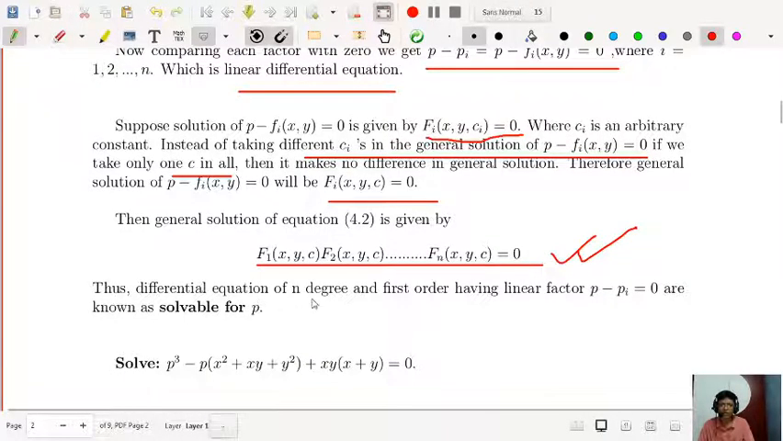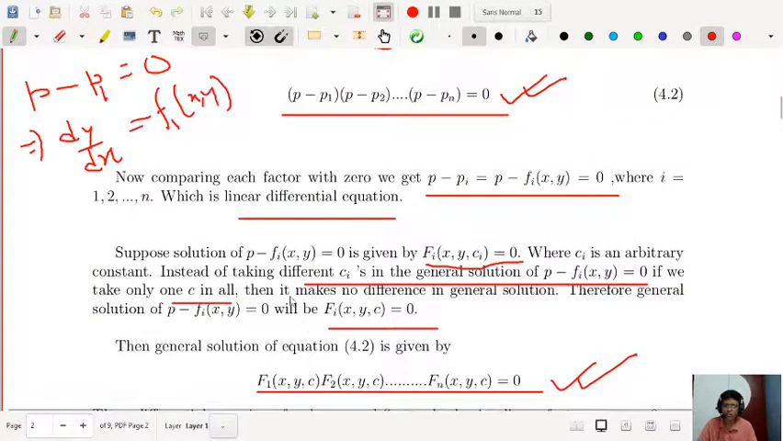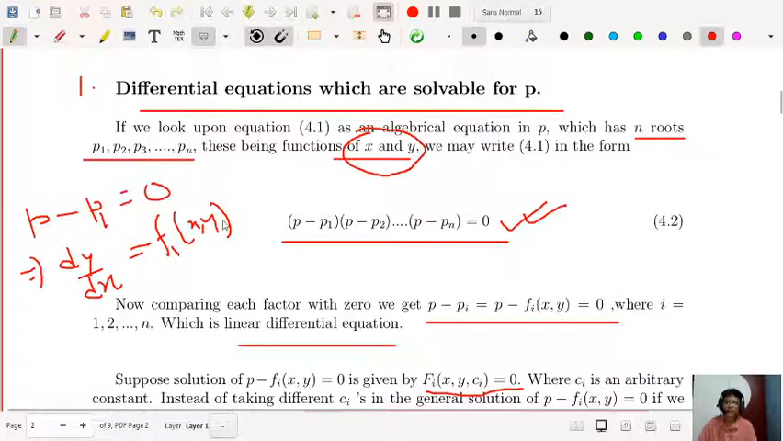Thus the differential equation of nth degree and first order, because you are dealing with a first order differential equation, must have only one arbitrary constant, so that it will not affect your general solution. These are known as solvable for p. So your linear factors p minus pi equal to 0 are known as solvable for p. So this is the method of differential equations which are solvable for p.